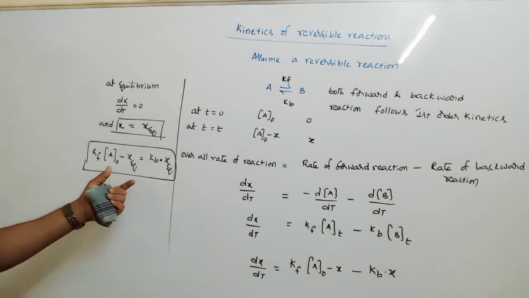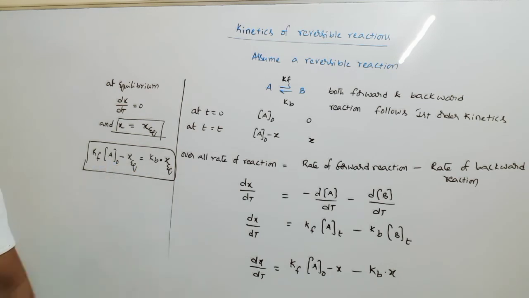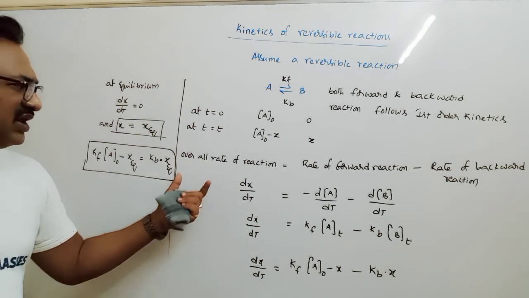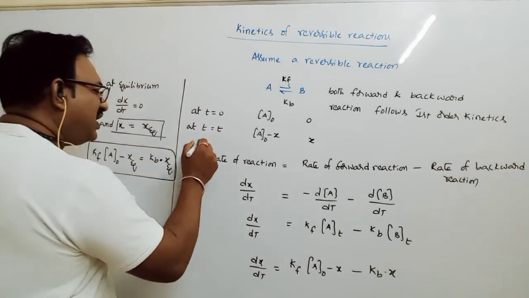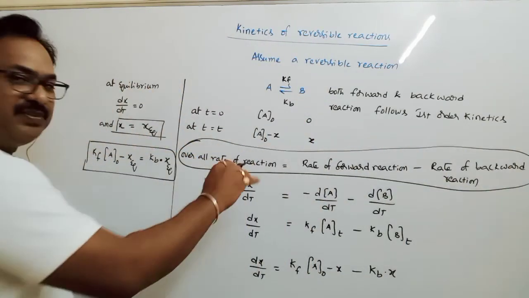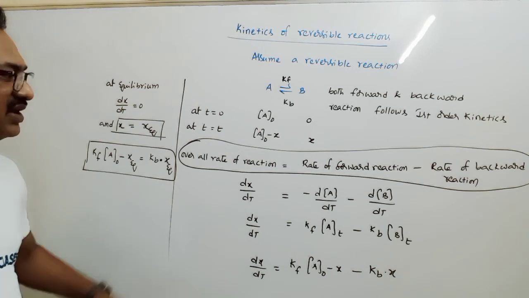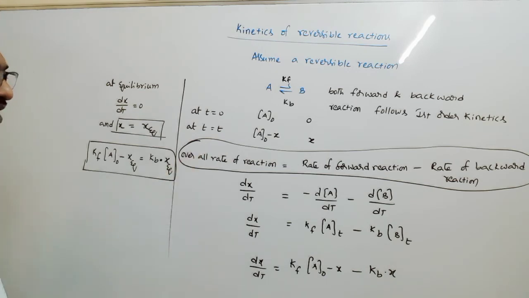And if you want to find the equilibrium concentration Xeq, you can solve this and proceed further. But we require only this much. As per our NEET and JEE syllabus, you better go up to this much. Overall rate of reaction in case of reversible reaction is rate of forward reaction minus rate of backward reaction. Is that clear? Okay. Right.